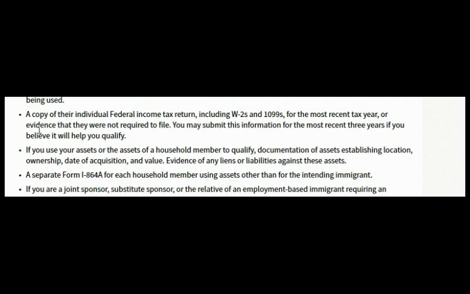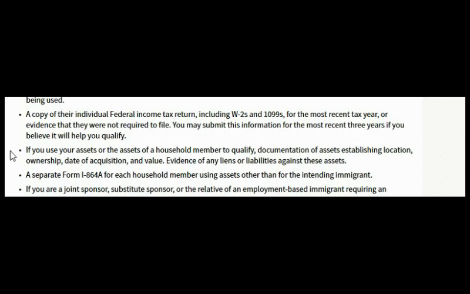Okay. Then from there, we're going to move to the next point, which is a copy of the individual federal income tax return, including W-2 and 1099 for the most recent tax year, or evidence that they were not required to file. The household member who is helping you, who is making their income available to you to sponsor the intended immigrant, has to submit a copy of their most recent federal income tax return, including the W-2 and also a 1099 in case they are self-employed or a contractor for another company. But if they didn't file any tax return, they have to show proof of the reason why they didn't file the tax, for the most recent tax year, basically.